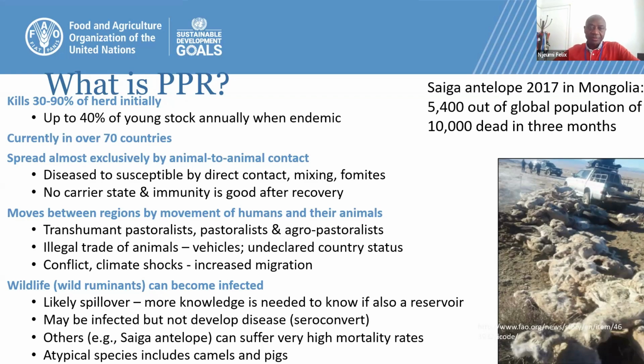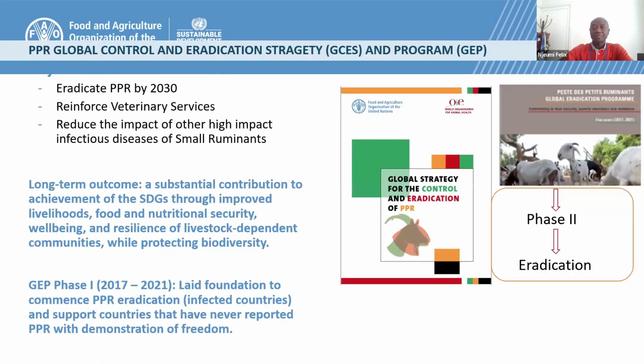But in any case, wildlife is a spillover host, may be infected but not develop the disease. But other species, not maybe saiga, but other small ruminant wildlife populations could be affected. We have also discovered seropositivity in atypical species, such as camel, pig, and others.